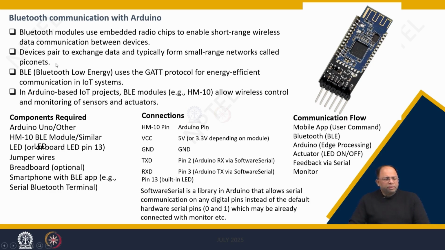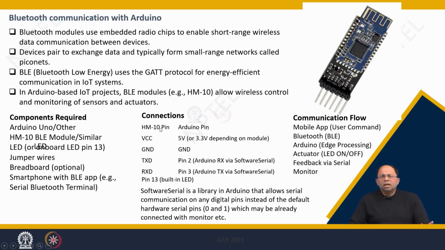So the components required would be an Arduino Uno or some other similar board, then an HM10 BLE module or similar, and an LED, which could be on board, connected to pin 13, or a separate LED as well. Jumper wires, and a breadboard is optional. Then we require a smartphone with a BLE app so that it can send a signal and help in pairing with this particular device.